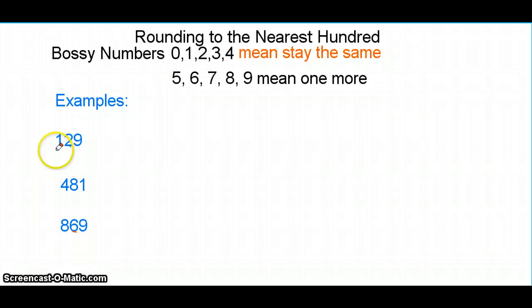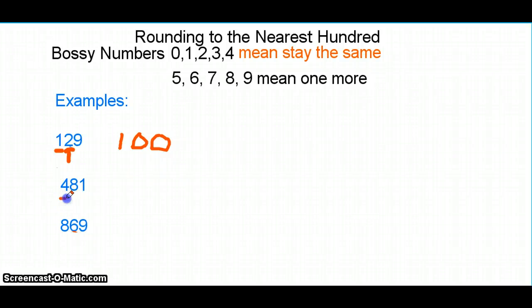In our first example, 1 is in the hundreds place and our 2 is our bossy number. So we're going to take a look at it. 2 tells us to keep the 1 the same. Our hundreds place will stay the same. So we write down the 1, keeping it the same, and then the other 2 digits are replaced with zeros. So 129 will end up rounding to 100.